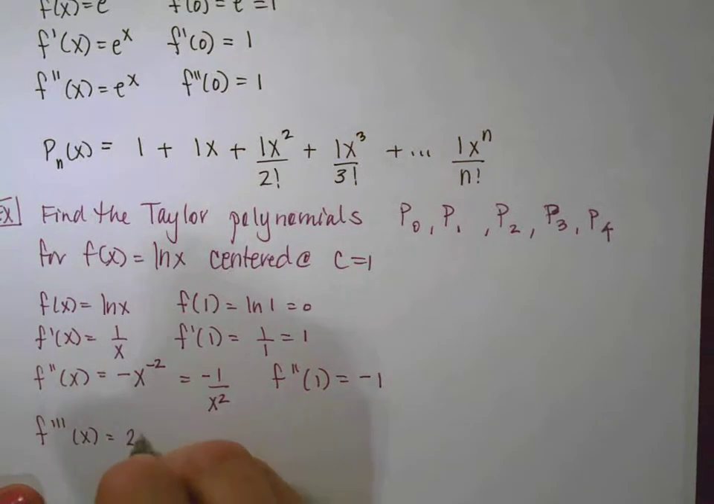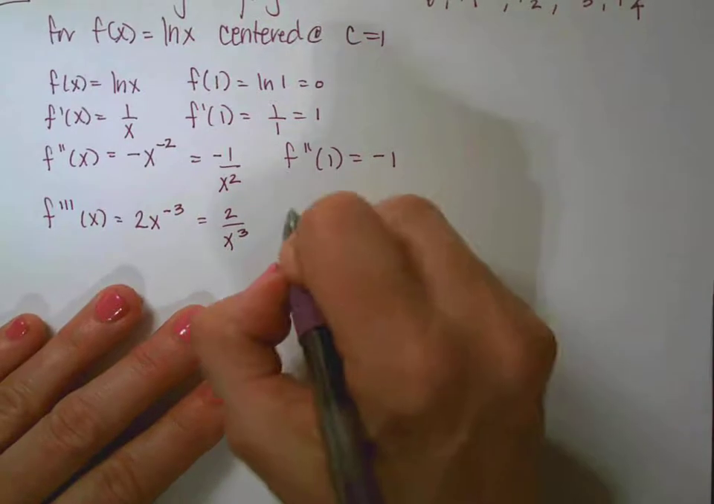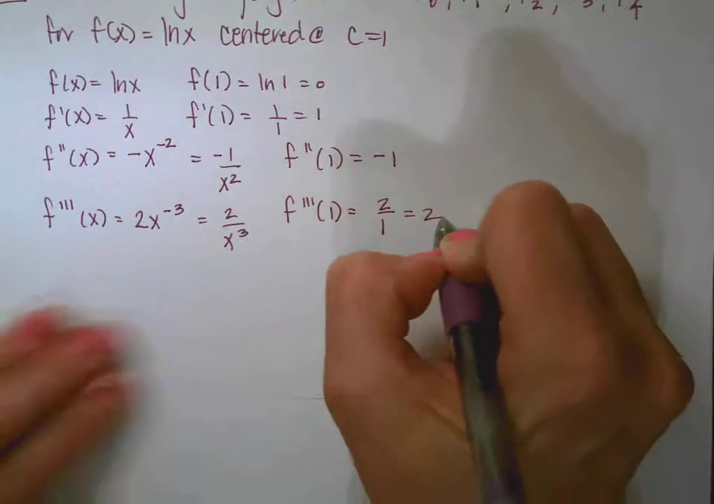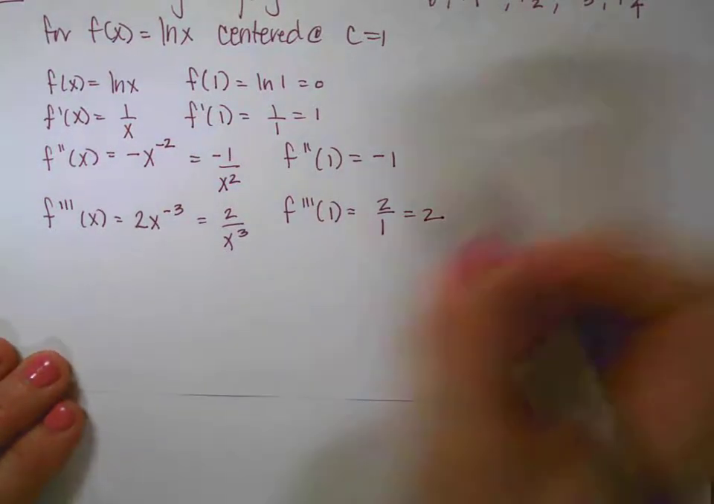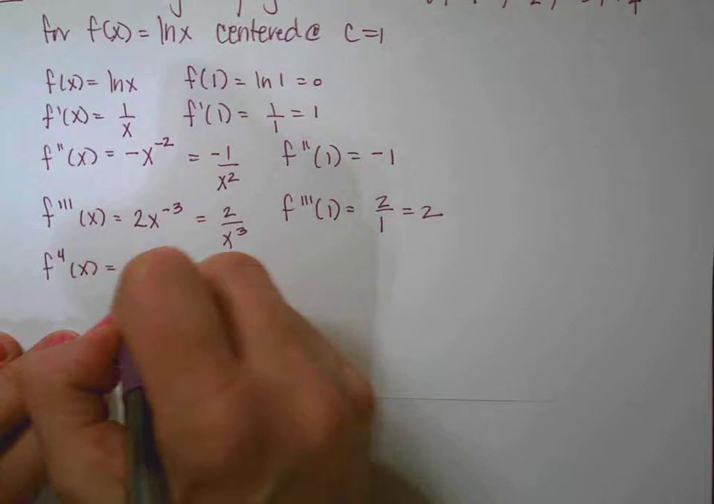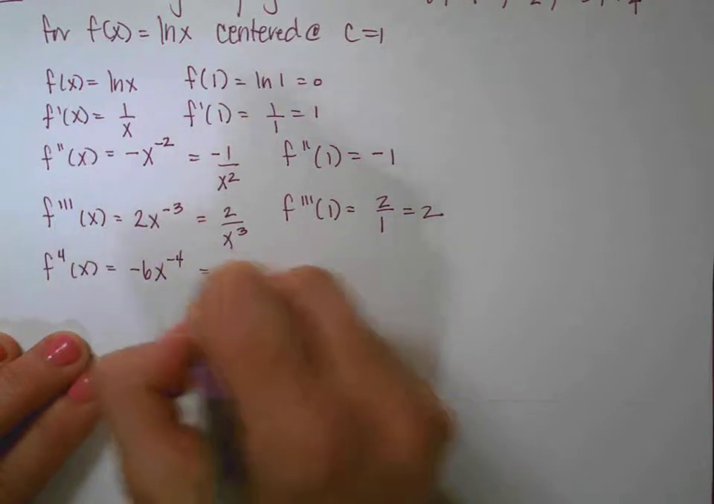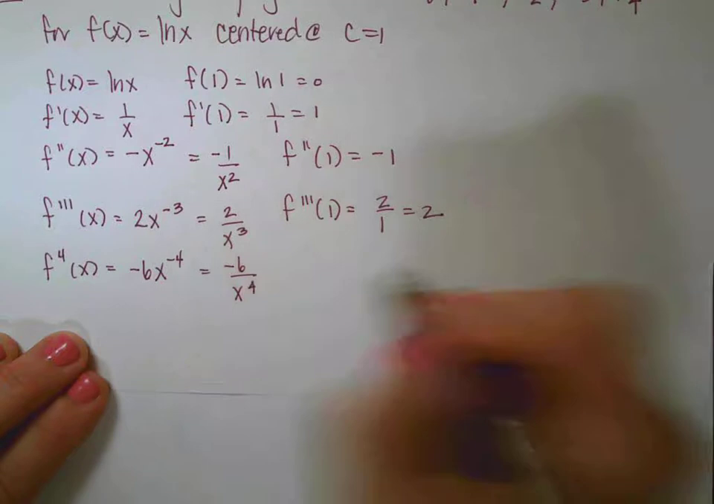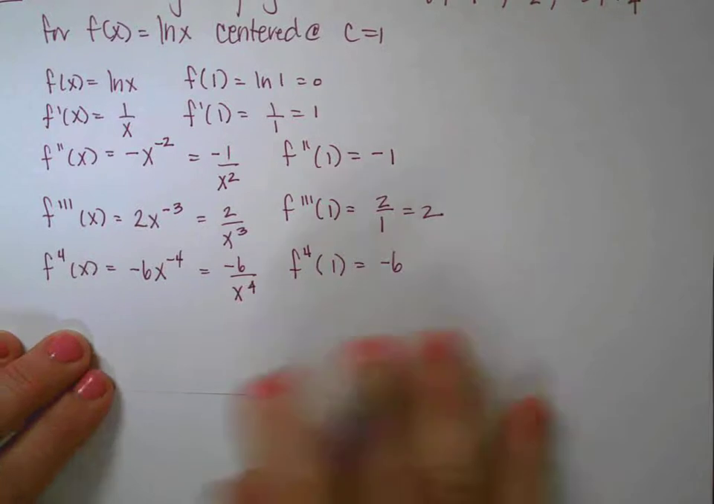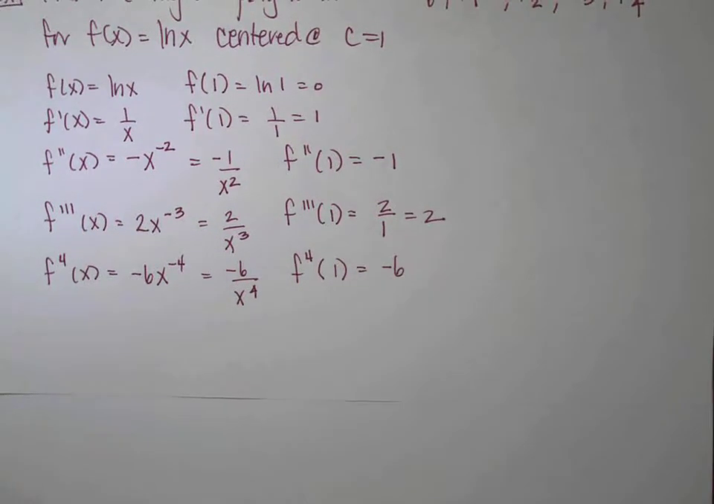Okay? The third derivative, 1, 2, 3 of x, is going to be a positive 2 x to the negative 3, which is 2 over x cubed. Scoot my paper up a little bit. Okay? And then if I evaluate the third derivative at 1, I get 2 over 1, which is 2. Alrighty? And then the last one that they wanted me to do is the fourth derivative of x is going to be a negative 6x to the negative 4, which is a negative 6 over x to the fourth. And then the fourth derivative evaluated at 1 is a negative 6. Alrighty.